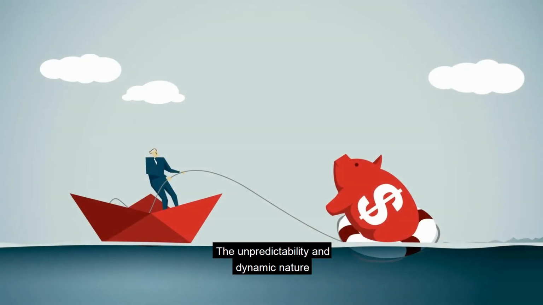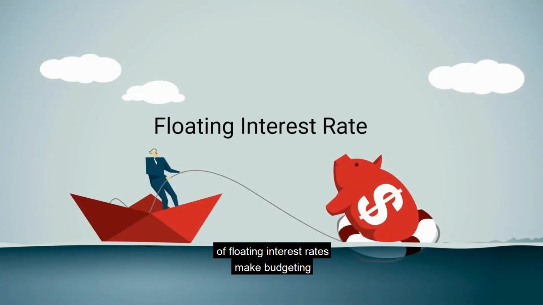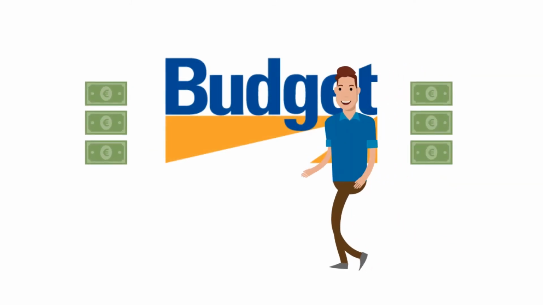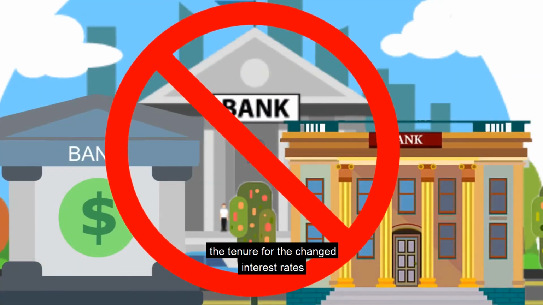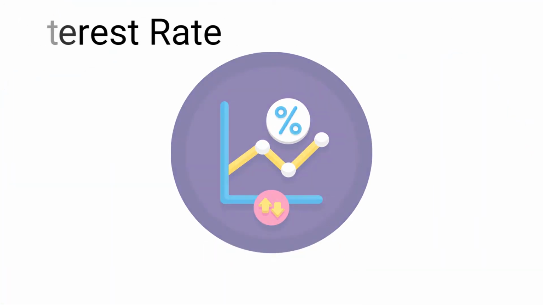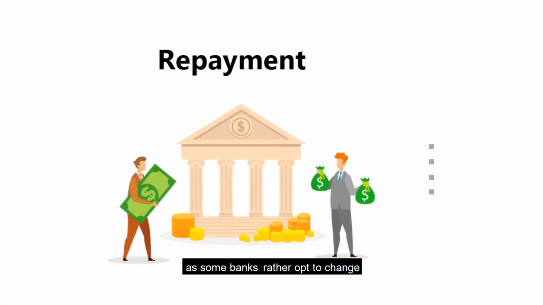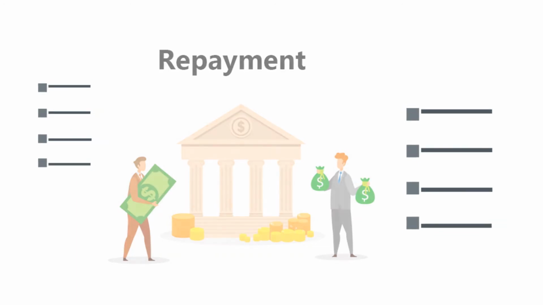The unpredictability and dynamic nature of floating interest rates make budgeting more difficult for the borrower, because not all banks readjust the tenure for the changed interest rates, as some banks rather opt to change the repayment structure.